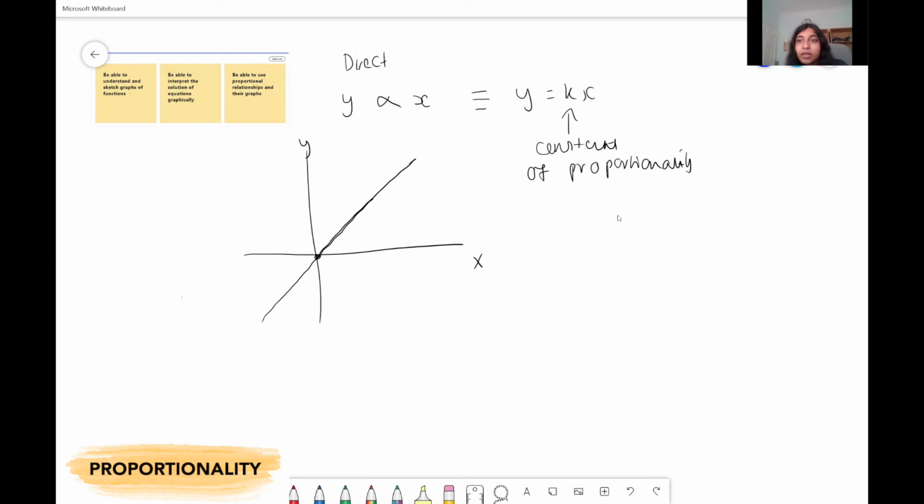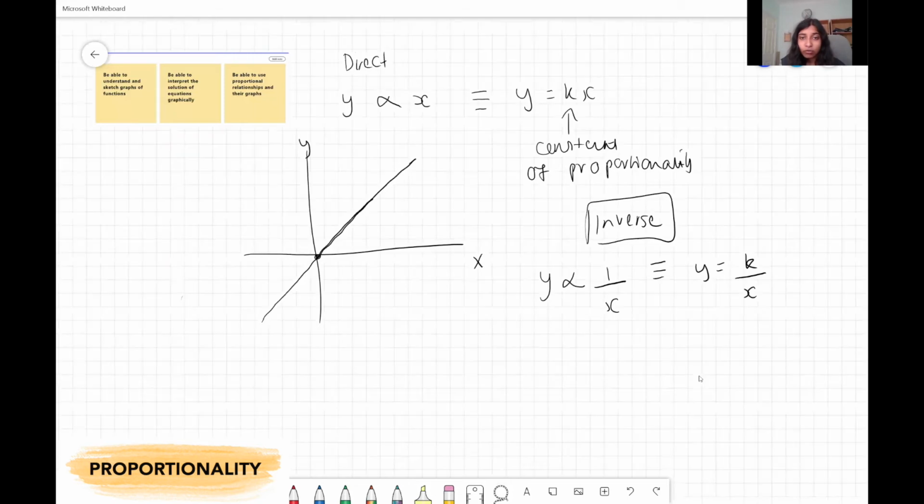So y could be the circumference of a circle, and x could be the area, so the circumference of a circle is directly proportional to the area of the circle, for example. And then you can also have inverse proportion. Okay, so you could say y is inversely proportional to x, then that would mean y is proportional to 1 over x. And that's equivalent to saying y is equal to k over x.